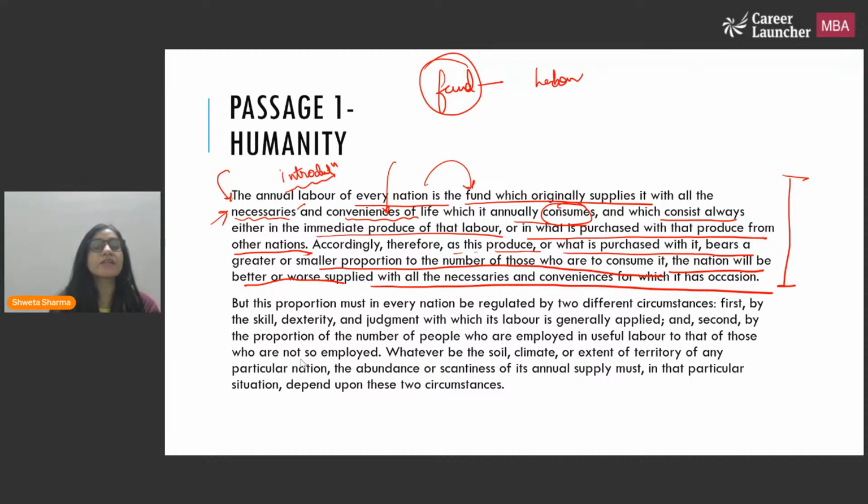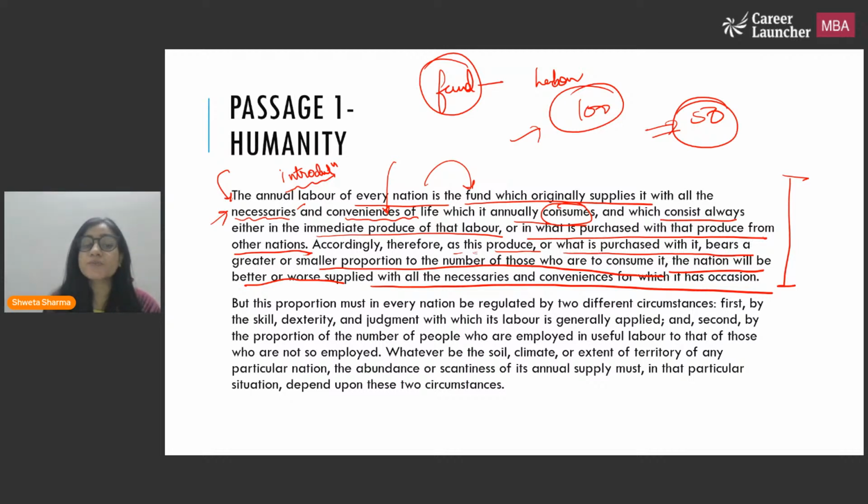So it talks about the annual labor of every nation is the fund which originally supplies it with the necessaries and conveniences of life. That is the basic requirements of life. What is creating it, and which consist always either in the immediate produce of that labor or what is purchased with that produce from other nations. Accordingly, therefore, as this produce or what is purchased with it is a greater or smaller proportion of the numbers of those who are to consume it, even if there are just 50 people who want to actually consume that labor of 100. What we mean by this is that maybe suppose there are only 50 people to be fed, but we are still importing for 100 people.